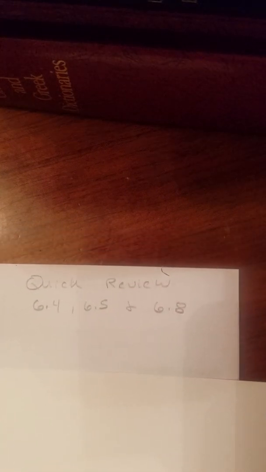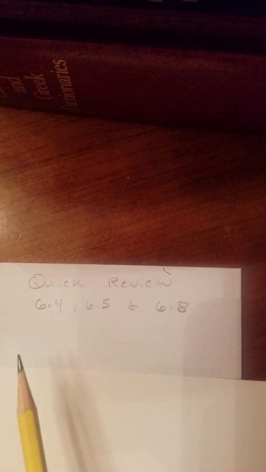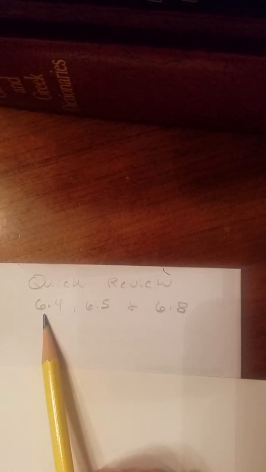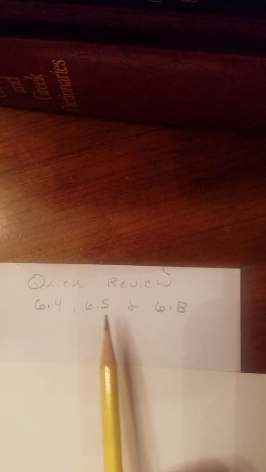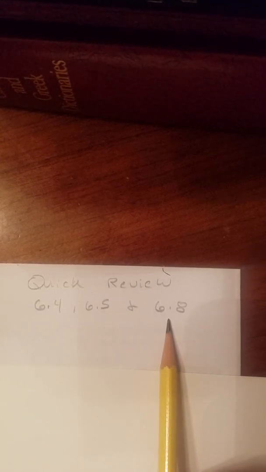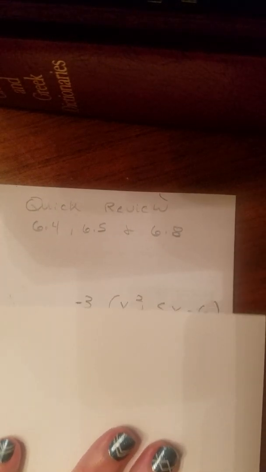All right, this is a quick review of 6.4, 6.5, and 6.6. 6.4 just talks about multiplying a monomial times a polynomial, a binomial times a polynomial, and this one is just polynomials times polynomials, okay? But it's the same procedure no matter what you have. So I'm just going to do one example.